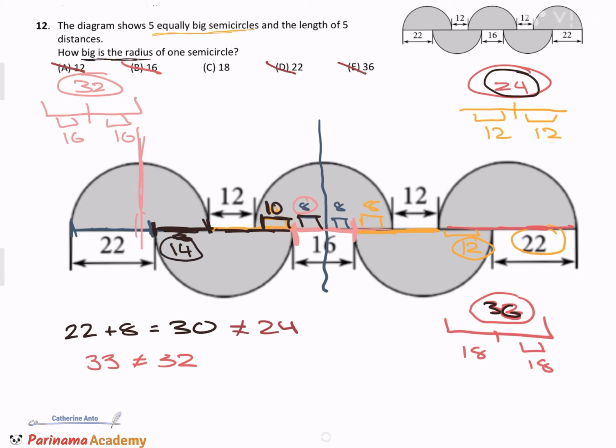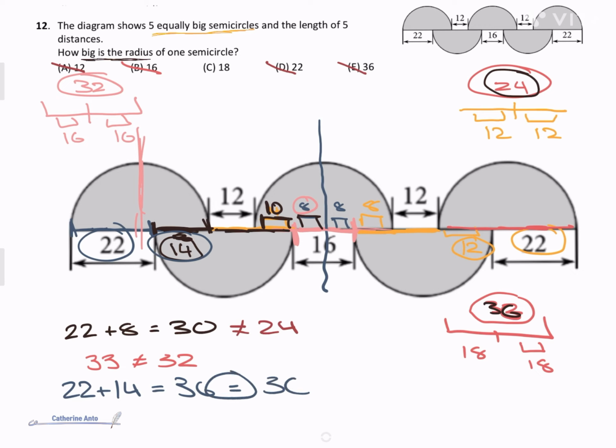And then we have 22 and 14, which if we add together, we get 36. And 36 is equal to 36. So that must mean that the answer to this problem is C.